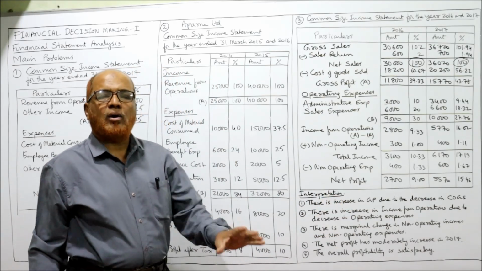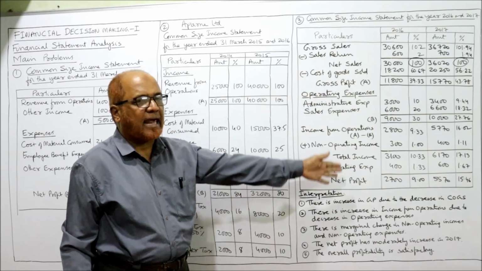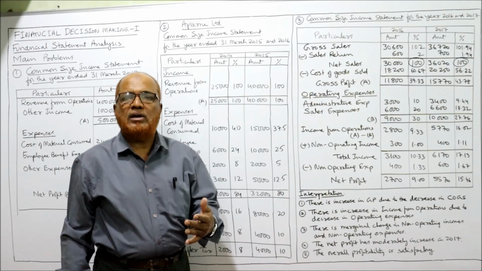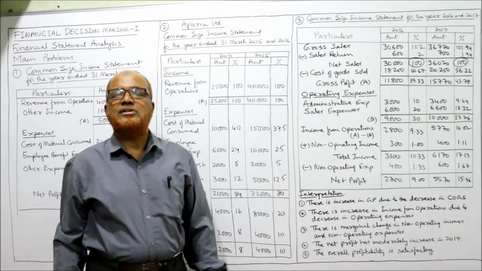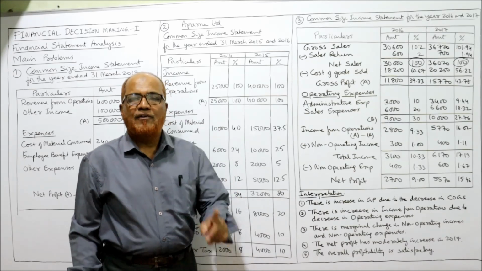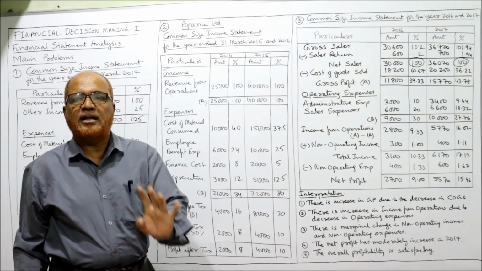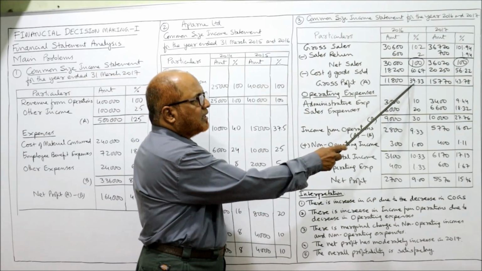Now, we are also required to give the interpretation from these calculations. How to give the interpretation, you can give in your own words. The only thing is you must know the logic, how to make the interpretation. First, interpretation should be given regarding the gross profit. What is the percentage of gross profit here?